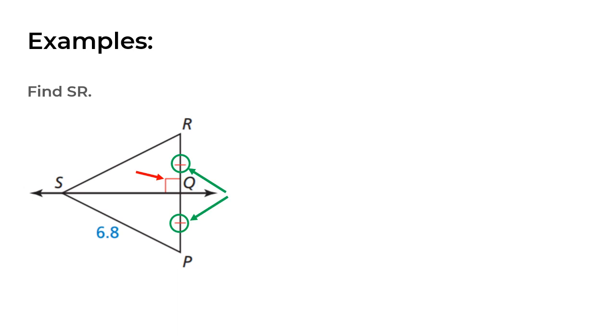And so you'll notice in the two triangles that we've created here, that RQS triangle and the PQS triangle, we have the hypotenuse of those two, SP and SR, that are going to be the same. So if SP is 6.8, then SR has to be 6.8 as well.